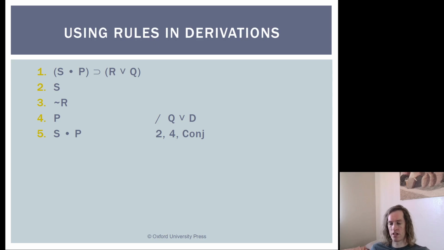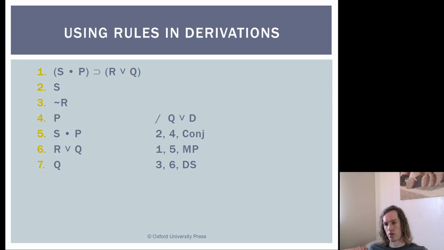The first thing we can do is, on line 2 we have S, on line 4 we have P, so we'll go ahead and put them together. So we have 2 and 4 conjunction here, S and P. Now, because we have S and P on one line, we have the entire antecedent of our conditional on one line. Now we're able to use modus ponens. So with 1 and 5, if we have S and P, then we have R or Q. On line 5, we do have S and P. Therefore, we can put on a new line R or Q. Our justification is lines 1 and 5, modus ponens.